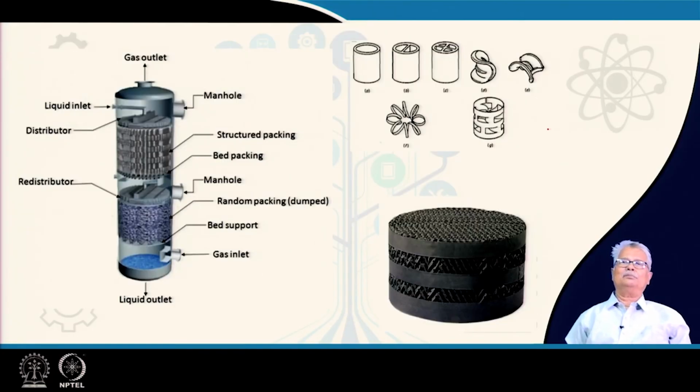This is also something which we have seen in the last class. This is about the structured packing which come in blocks, and these blocks are sewn together and put inside. The random packings are dumped, and there are various random packing shapes which are given here with distinctive names. I am sure that you have come across the individual names while you have studied packed towers in your mass transfer course.